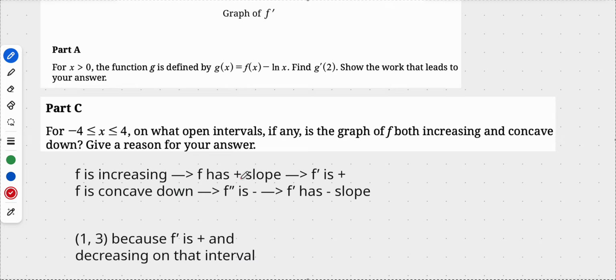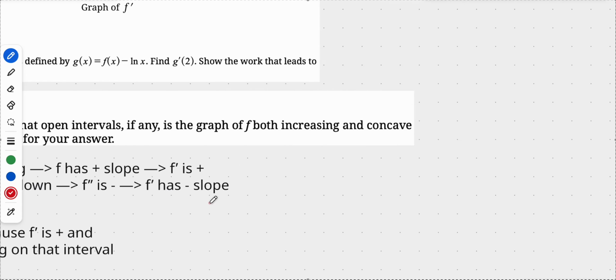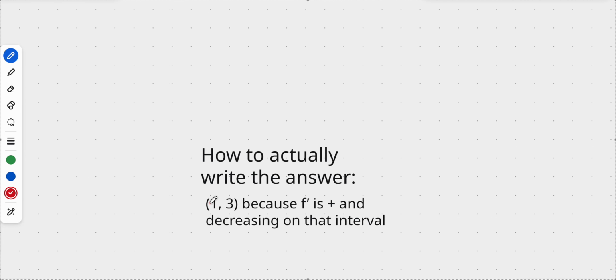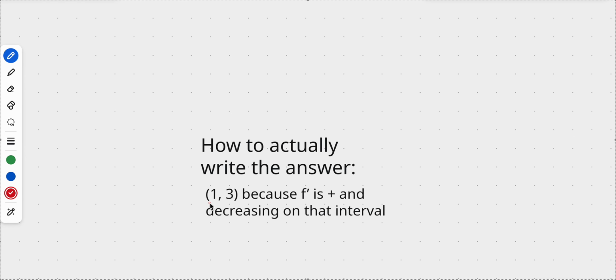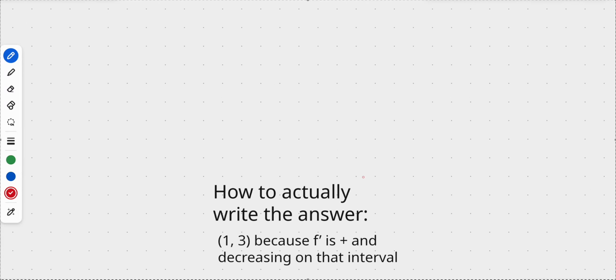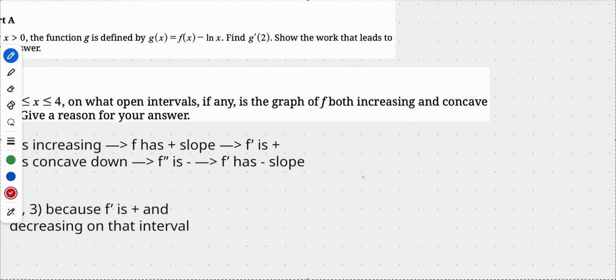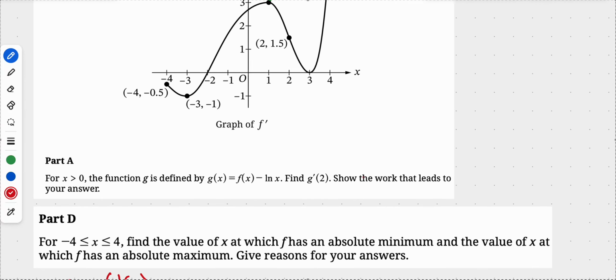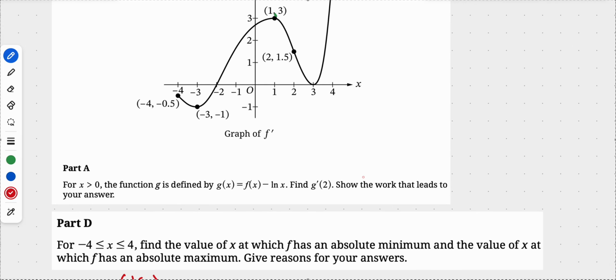So 1 to 3, and you do have to provide a reason because it says give a reason for your answer. And it is important for your reasoning to be about f prime specifically. You don't want your reasoning to be about f double prime. Same thing for this answer. You don't want your reasoning to be about f double prime because that's not what they gave you in the question. They gave you f prime. So talk about that.